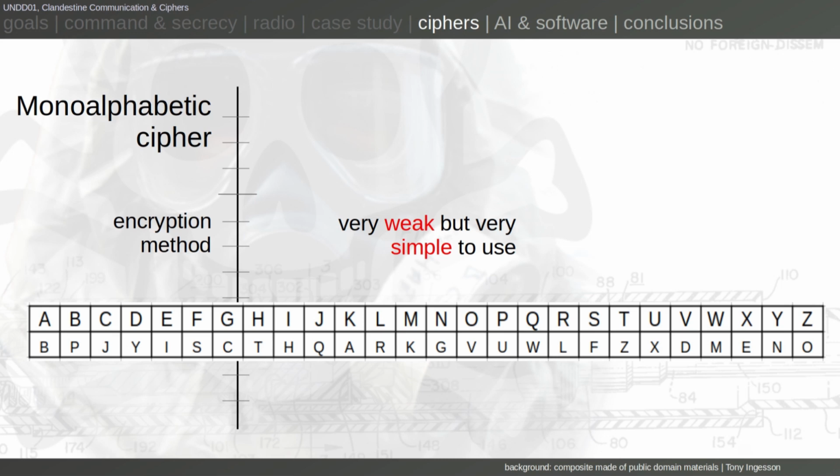One of the most simple kinds of cipher is the so-called monoalphabetic cipher. Mono means that it's just one, and it's alphabetic. So in this case, you take the alphabet and then you just move the letters around more or less randomly. As you can see here in the table, I just rearranged all the letters into a new alphabet, if you will. So that is simply a monoalphabetic cipher. It's very weak, but it's also very simple to use.